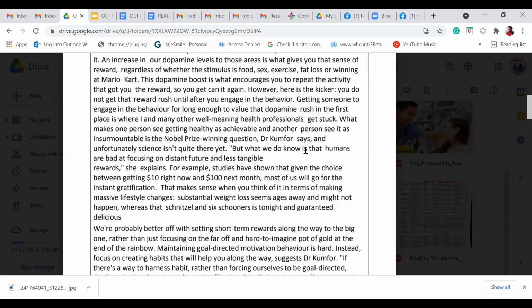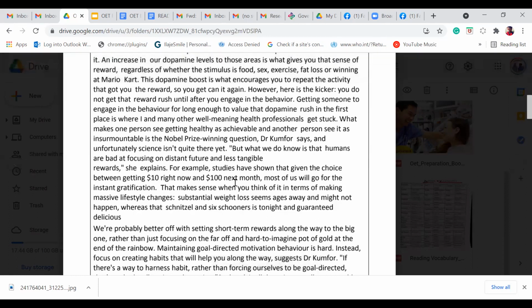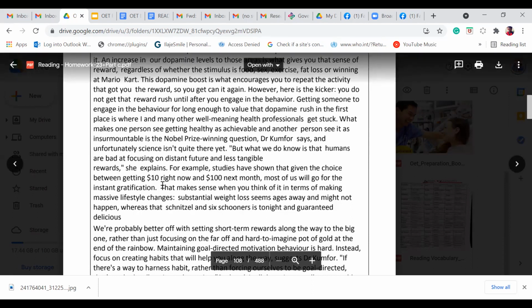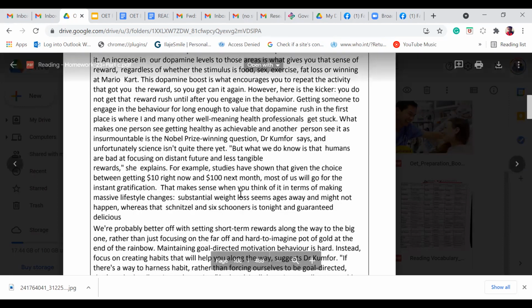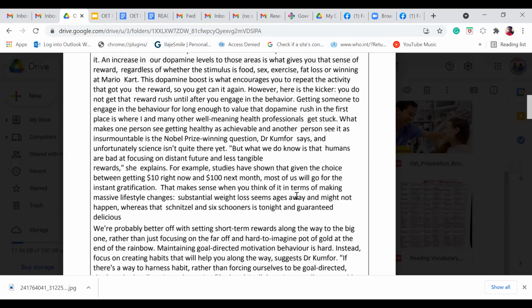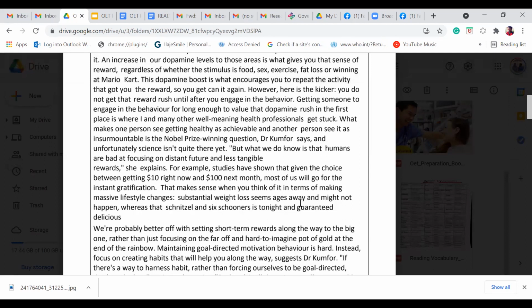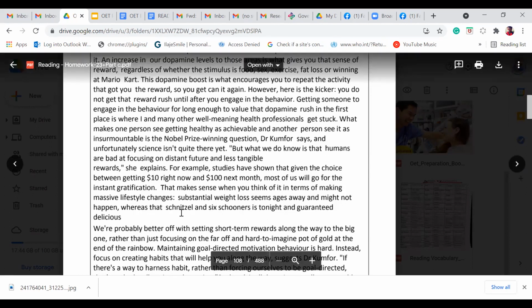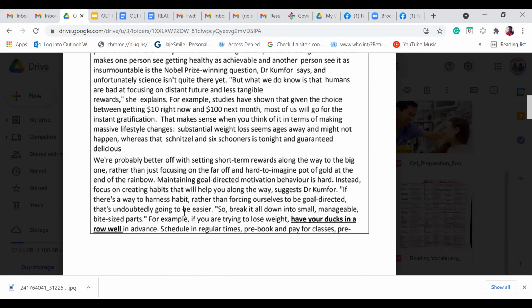But what we do know is that humans are bad at focusing on the distant future and less tangible rewards. For example, studies have shown that given the choice between getting $10 right now and $100 next month, most of us will go for the instant gratification. That makes sense when you think of it in terms of making massive lifestyle changes. Weight loss seems ages away and might not happen. Whereas, okay, is that the study they're talking about?